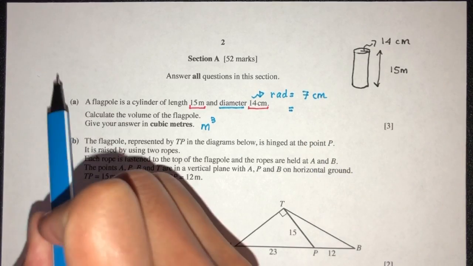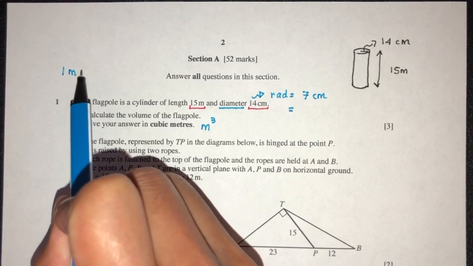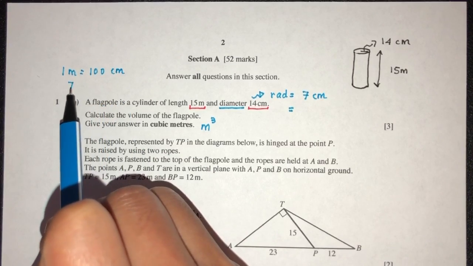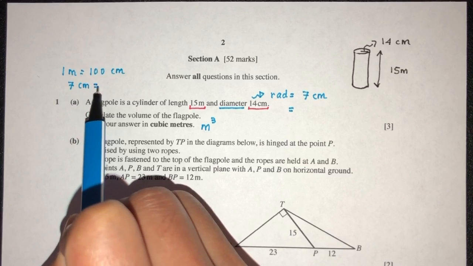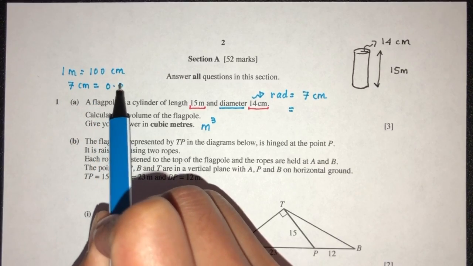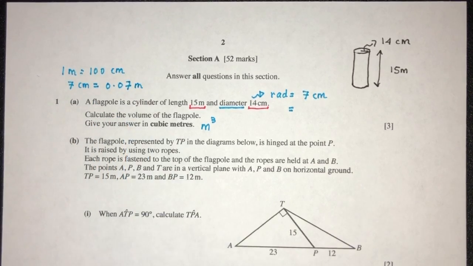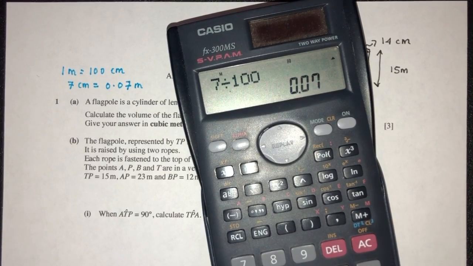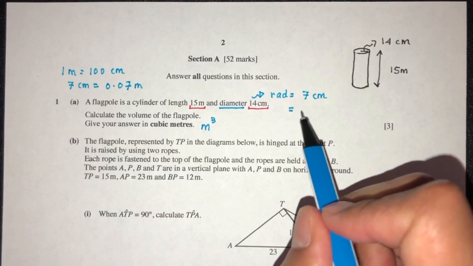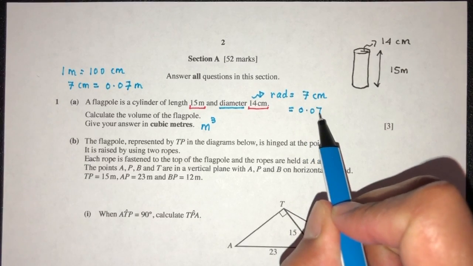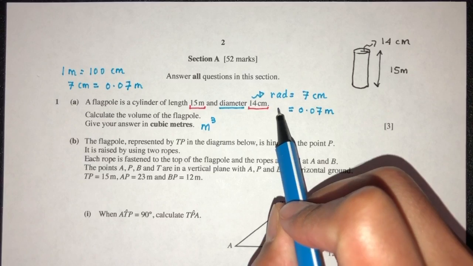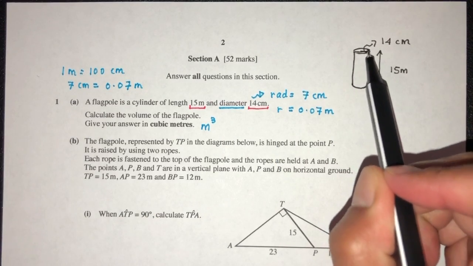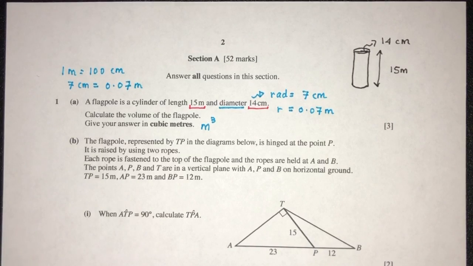So we understand that 1 meter is 100 centimeters. So 7 centimeters will be what? We have to divide by 100. That should be 0.07 meters. But of course, you can always use your calculator to check if that is actually correct. It is correct. So we have to work with meters, 0.07 meters. This will be the radius. So let's correct this. The diameter here is 14, but the radius here will be 0.07.